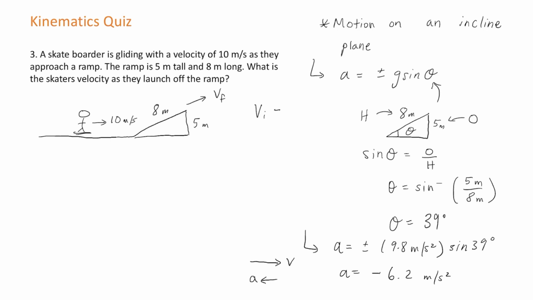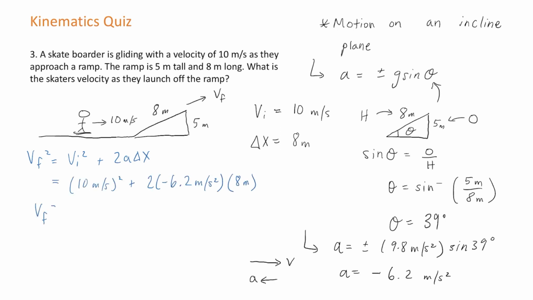Now we also know the initial velocity of the skateboarder, which was 10 meters per second, and we know the skateboarder's displacement, so Δx is equal to 8 meters. Based on what we have, we should use the Vf² = Vi² + 2aΔx kinematic equation. All we have to do is plug in our values and solve for Vf. And we find that the final velocity as the skateboarder launches off the ramp is about 0.89 meters per second.